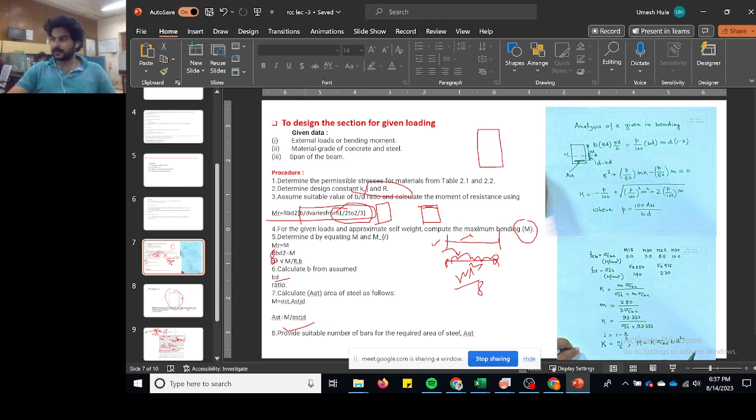So from tomorrow's class, for the next class, we'll start with the limit state method. And in the limit state method, we'll focus mostly on solving the problems. So it will be helpful for you to solve the assignments.